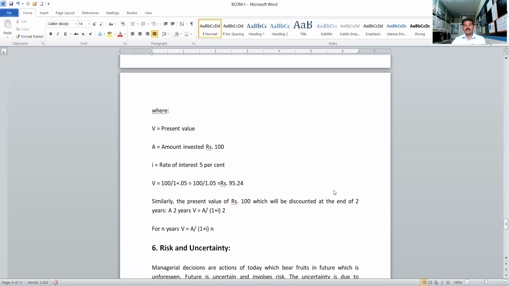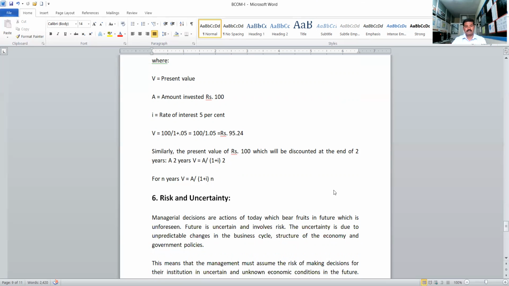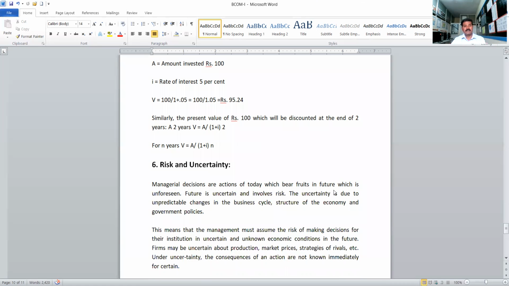Similarly, the present value of rupees 100 which will be discounted at the end of 2 years: V is equal to A upon (1 plus i) whole squared. For n years, V equals A divided by (1 plus i) to the power n. And then risk and uncertainty.